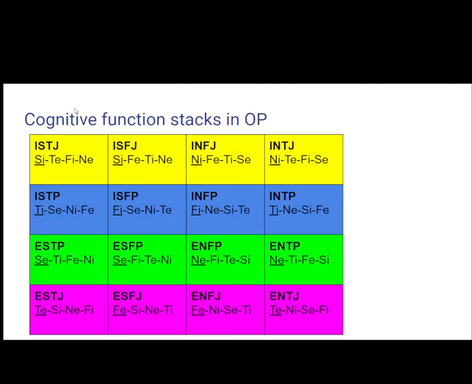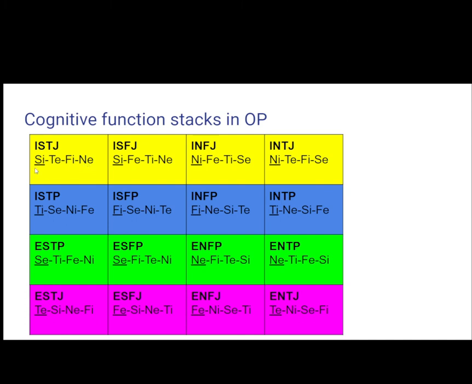Okay, so just going to jump to this slide here. So this shows the cognitive function stacks of all 16 of the types. Okay, and like Myers-Briggs, objective personality also uses these cognitive function stacks. So I've underlined what the dominant function is for each of these types. So ISTJ, for example, its stack is SI, TE, FI, NE. So it leads with SI, and then the opposite function, NE, is the weakest function.